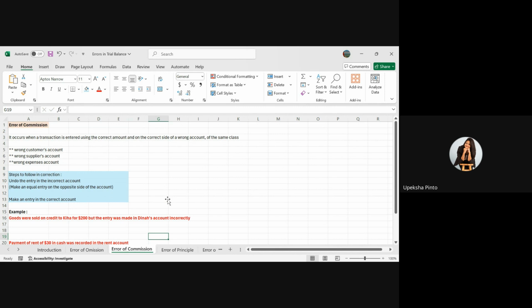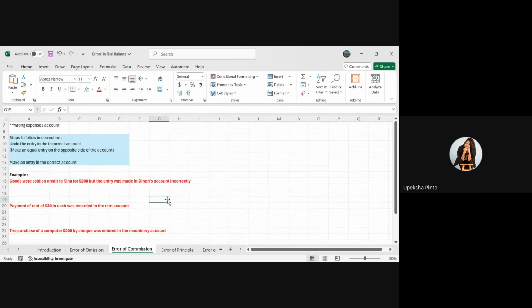Both are customers, both are suppliers, right? So same class means falling under the same category, which means you have two different customers, and you have recorded in one person's account mistakenly instead of the other person's. Or the wrong supplier: you have purchased from one person but recorded it in another person's account. So both are suppliers, right? So same class but different account, right? That's what it means here.